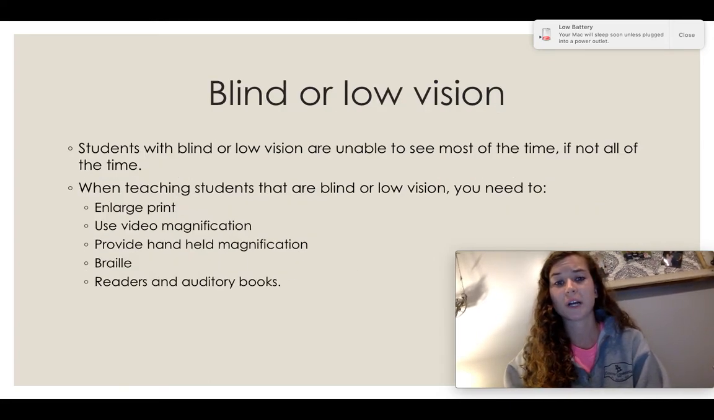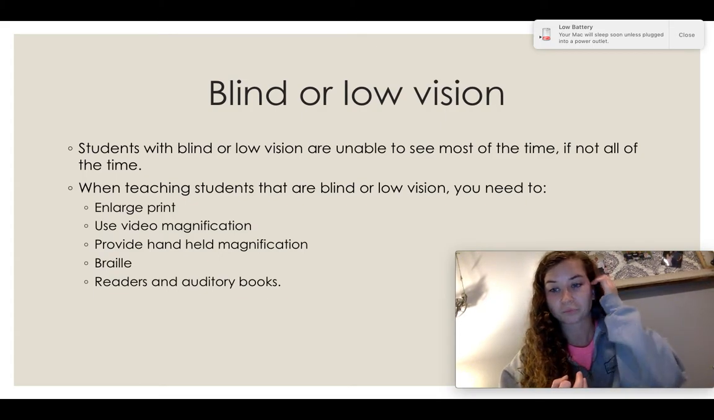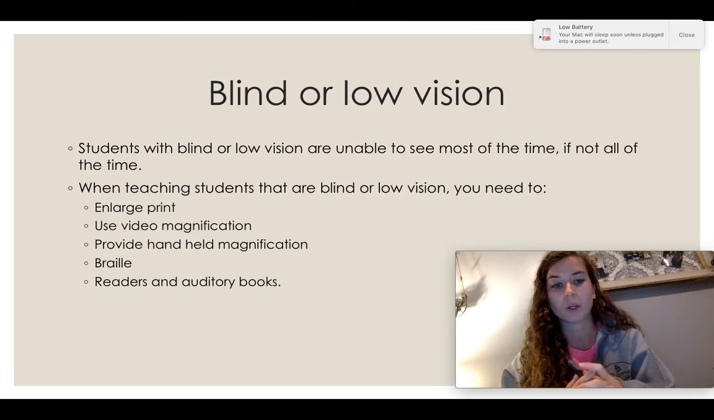Students that are blind or low vision are students that are unable to see most of the time, if not all the time. So when teaching students that are blind or low vision, you'll need to make sure you enlarge the print on the documents you give them or documents you put on the board. Use video magnification when you are giving a video out. Provide handheld magnification for them to use on their paper. Braille and then readers and auditory books are also very important.